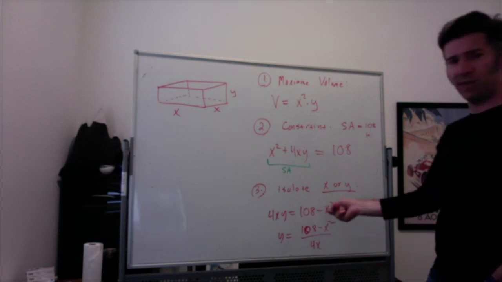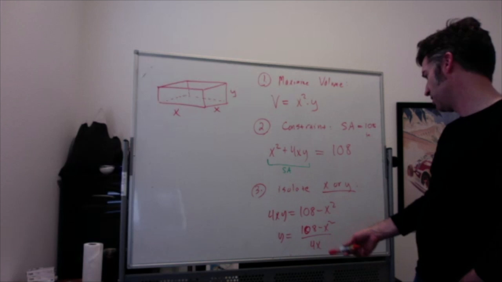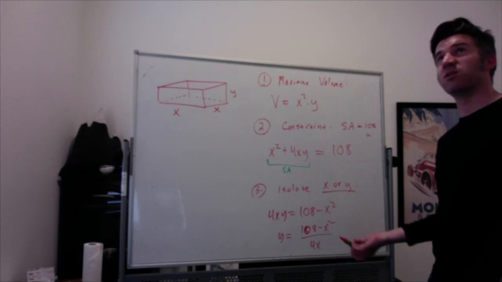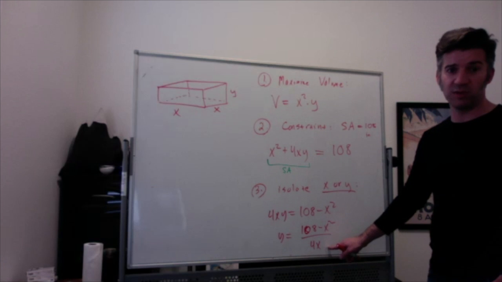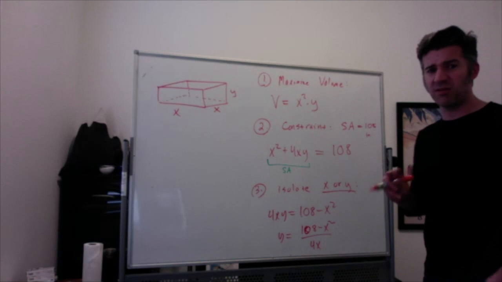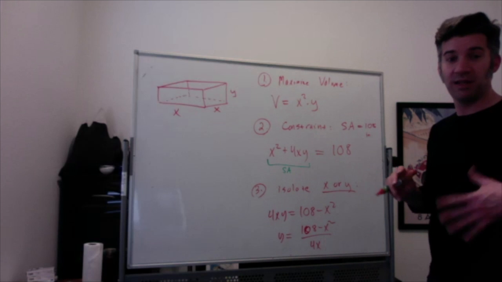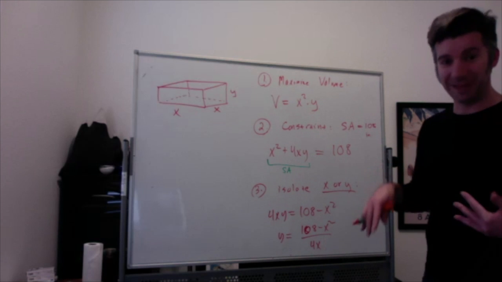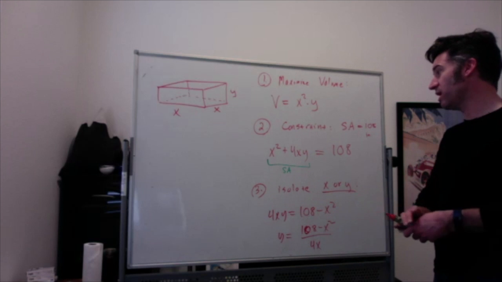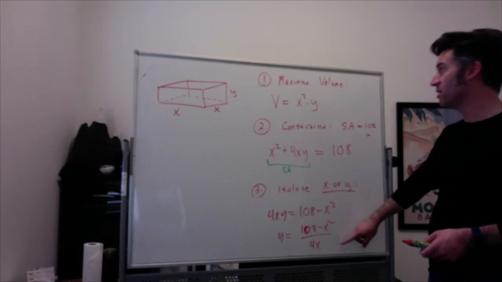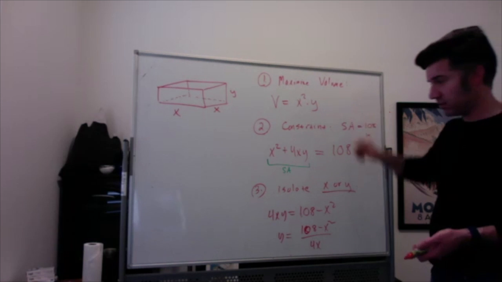And you might break that up into two fractions and write it as 108 over 4x, which reduces to 27 over x, and minus x squared over 4x, which reduces to just x over 4. But before I start reducing things, I would wait a minute. Because what we're going to do next is we're going to plug this in to the thing we're trying to maximize.